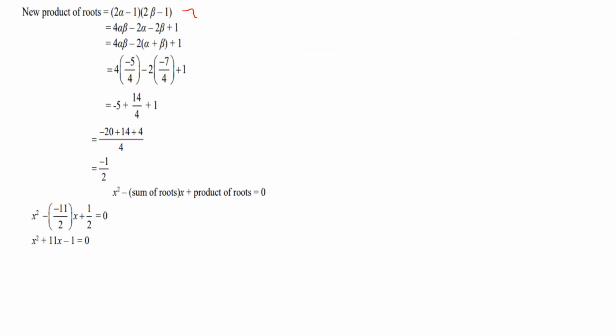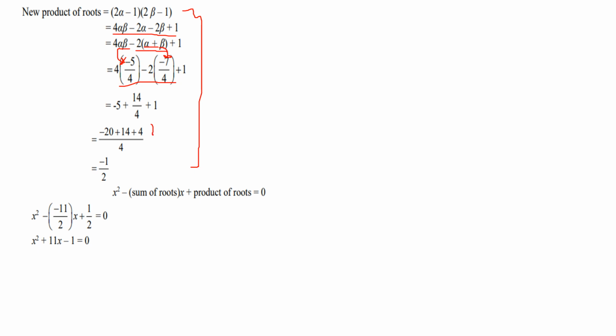To proceed with the product of roots, you multiply the two brackets and, opening them one by one, you end up with 4 alpha beta less 2 alpha less 2 beta plus 1. So what we do here, we prime factorize out negative 2 and remain with negative 2 outside alpha plus beta. Since our expression is in terms of alpha beta and alpha plus beta, you're allowed to substitute. So alpha beta is the same as product of roots, which is negative 5 over 4, and alpha plus beta is the same as sum of roots, which is negative 7 over 4. So you substitute and you use a calculator to simplify. You end up with negative 5 plus 14 over 4 plus 1.